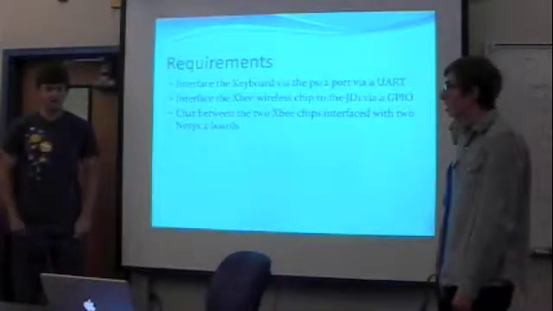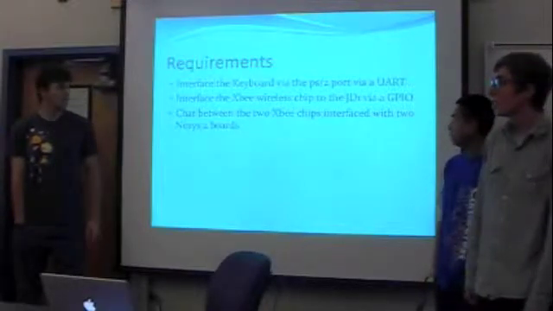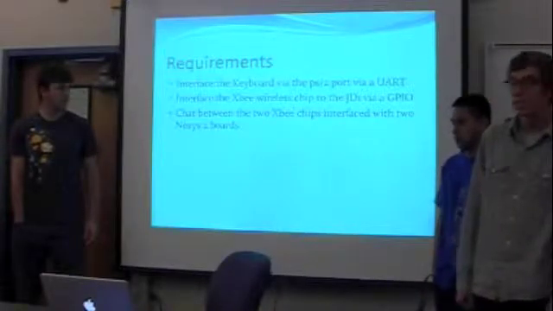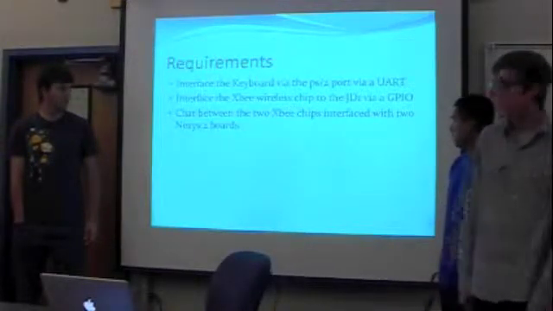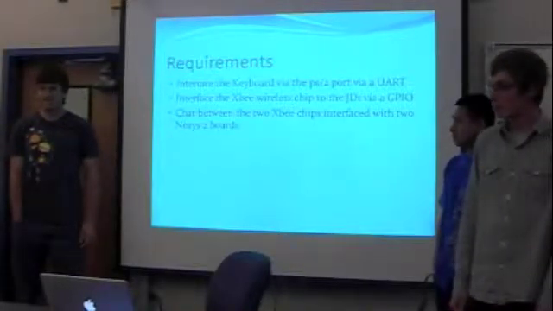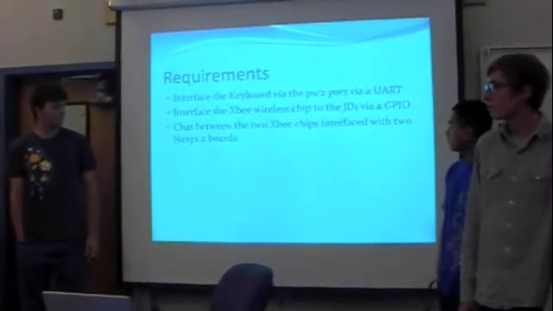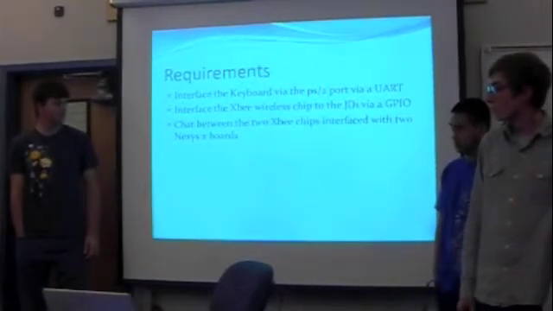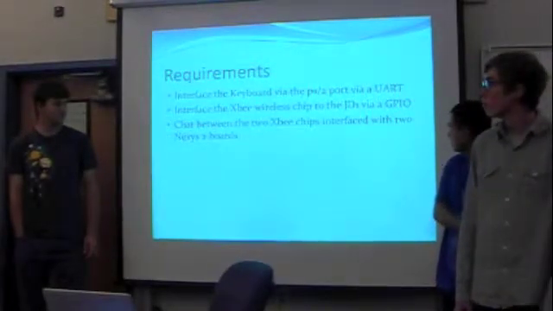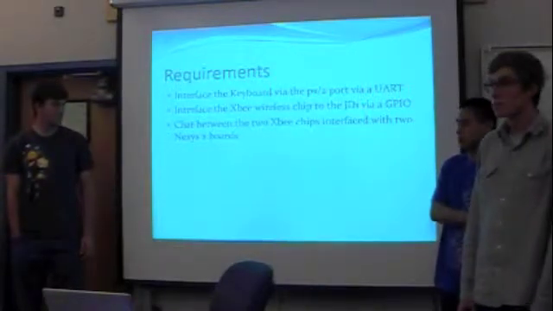So the requirements of this: to type, we use a keyboard. So we interface the keyboard via the PS2 port on the Nexus board and the UART, which is a universal asynchronous receive transmit. It's a different kind of serial, kind of like an SPI, but just asynchronous. And we interface the Xbee wireless chip to the JD1, which is just the last one, the little black thing that the LCD is plugged into. And you just chat between those based on those elements of the design.